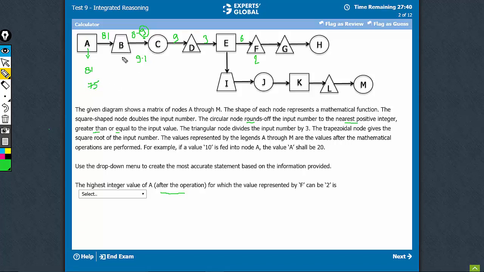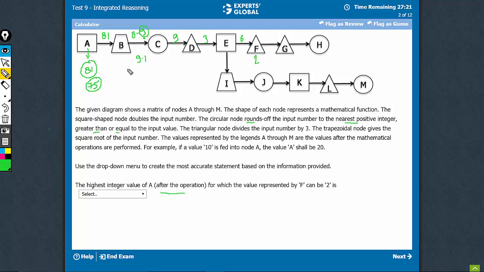For smaller values also, remember, for something like a 75 also, we will get 2 because 75 here will give you 8 point something. 8 point something will become 9 by C. This will remain 9. So 3, 6, 2. It will eventually become 2. So a value like 75 is also possible, but the question is asking you the highest integer value. Highest integer value is 81.